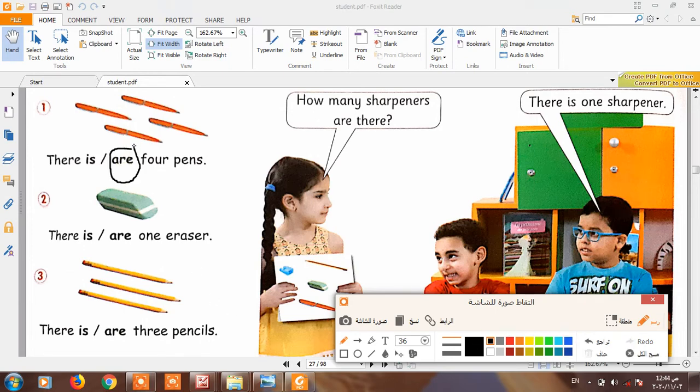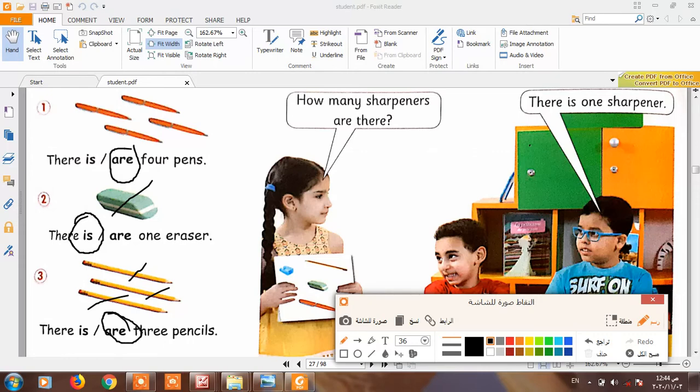Now, look here. Can you tell me how many erasers are there, KG1? Let's count. 1. So we use there is 1 eraser. Make a circle on S. Here, how many pencils are there? Let's count. 1, 2, 3. So we use there are 3 pencils. Make a circle on R.